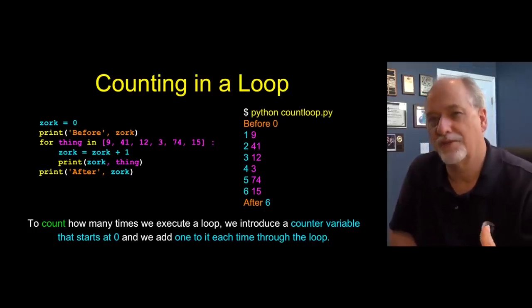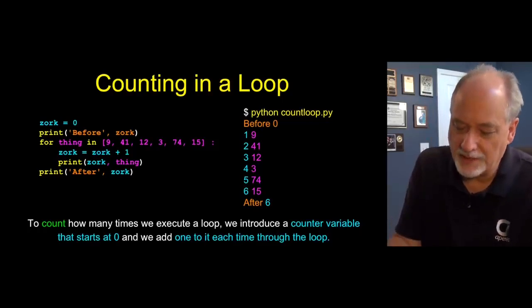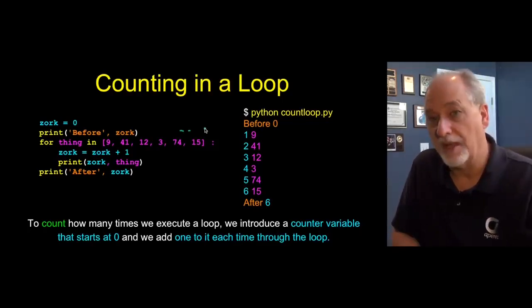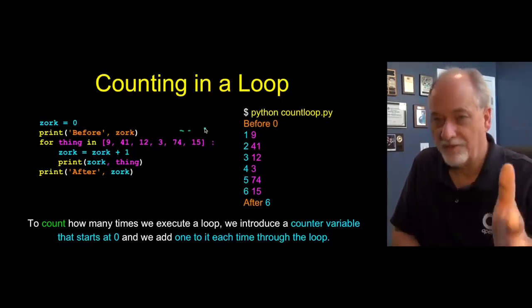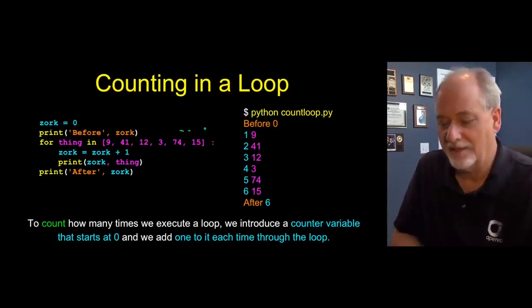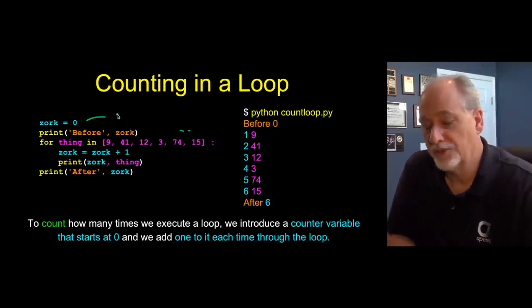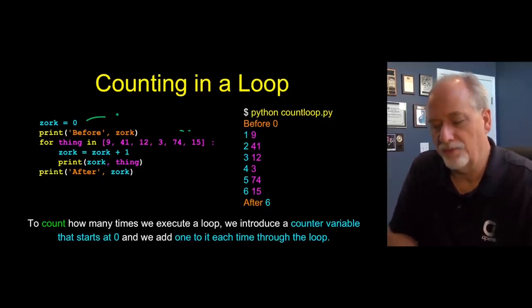And so the notion of counting, you have to assume that you don't really know, that there's going to be a lot more than just 6. But for now we're just going to do 6, and we're going to count how many things we see in this loop. And the pattern is simple. You set a variable, Zork, to 0 at the beginning. We often call this variable count in mnemonic.